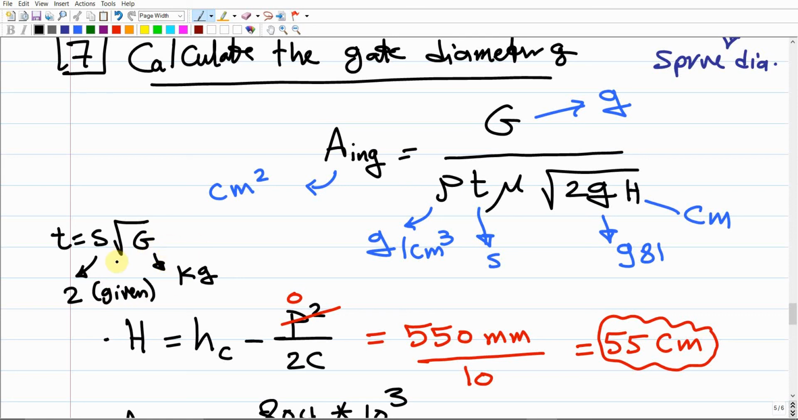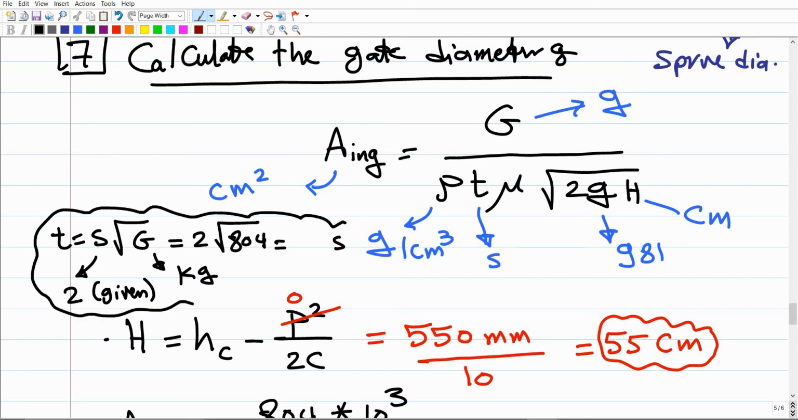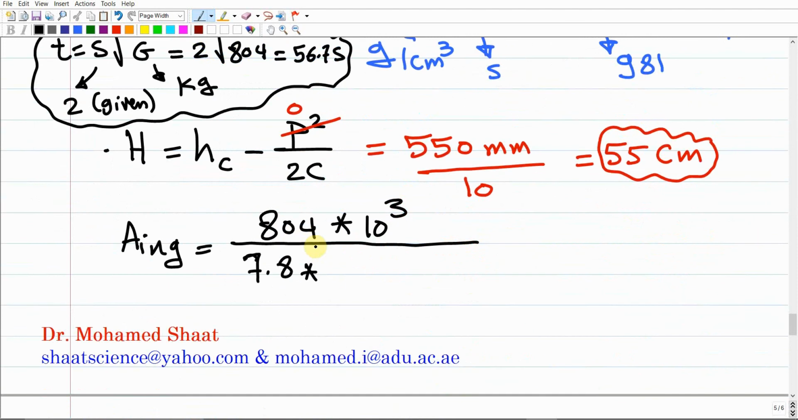You have to stick to these units, right? Because this is an empirical formula, which is commonly known, S square root of G, for steel. We said that for any other material, you'd have another formula. So stick to the dimensions. It means that G should be in kilograms. If we did the calculation, this is going to give us 2 square root of 804, and we're going to end up with a value in terms of seconds. This is going to give us the pouring time, how much it is, right? So we're going to find it by the square root of 804 times 2. This will be 56.7 seconds. Then we're going to plug this value as it is into here.